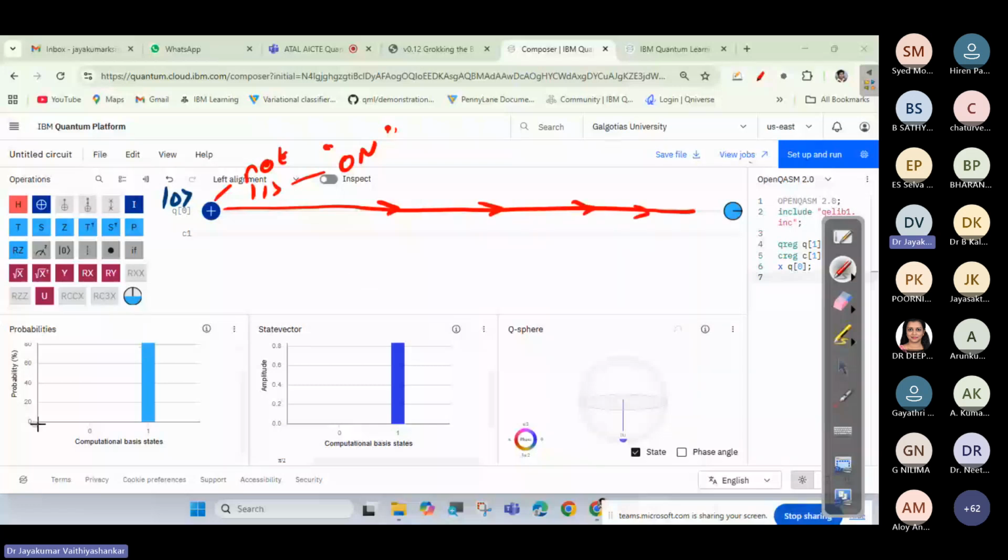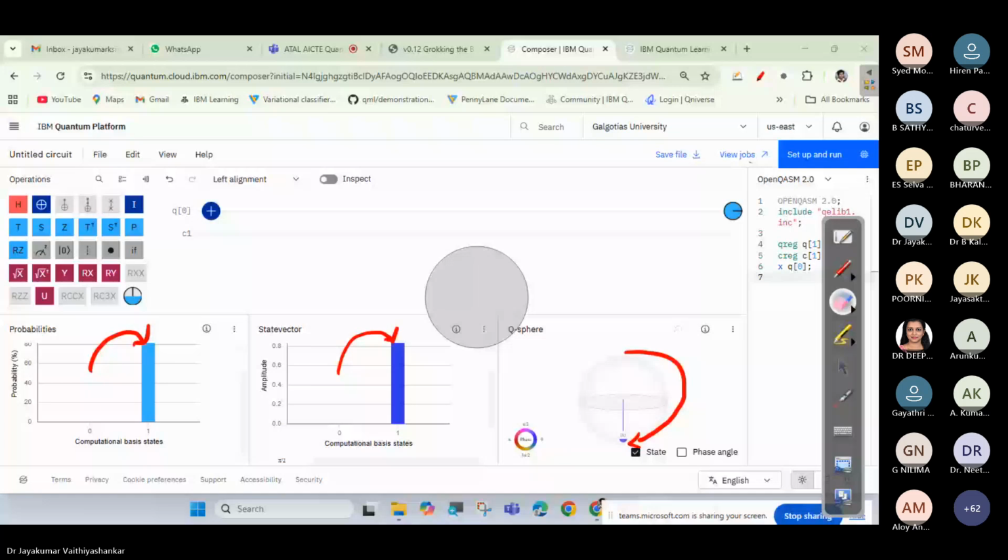So that is why everything is changed. Now the probability is moved to 1. Amplitude moved to 1. Here you can see the bit flip, state flip. So from North Pole, it is pointing to South Pole. So imagine in this way.